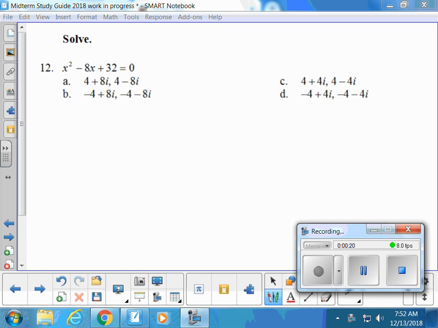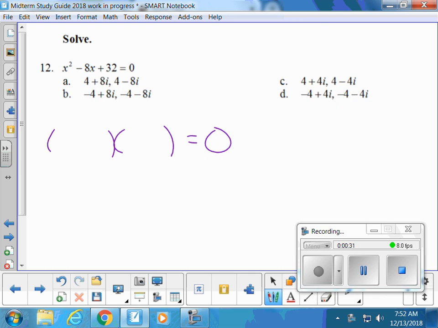Alright, let's go ahead and start number 12. I looked at it and I was thinking, let's try the old-fashioned factoring technique and see if we can factor this puppy down. Unfortunately, it doesn't quite work out because there are no numbers that multiply to 32 that would also add up to 8. Your options are 32 and 1, 16 and 2, and 8 and 4, and none of those are going to work. So it's prime. Do you remember what happens if something's prime and unfactorable and you still need to solve it?